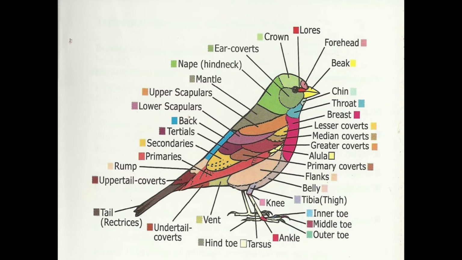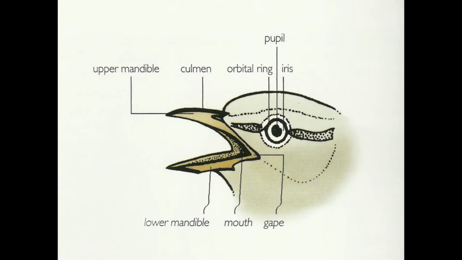To understand the body parts clearly, a differently colored picture is shown in the slide. You can go through this and see the different body parts named in different colors. Now we will discuss the detailed portion of the head of a bird.